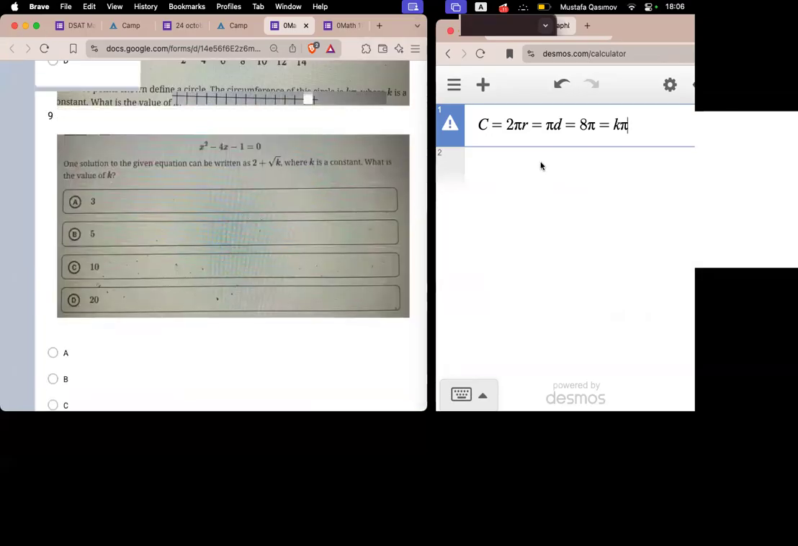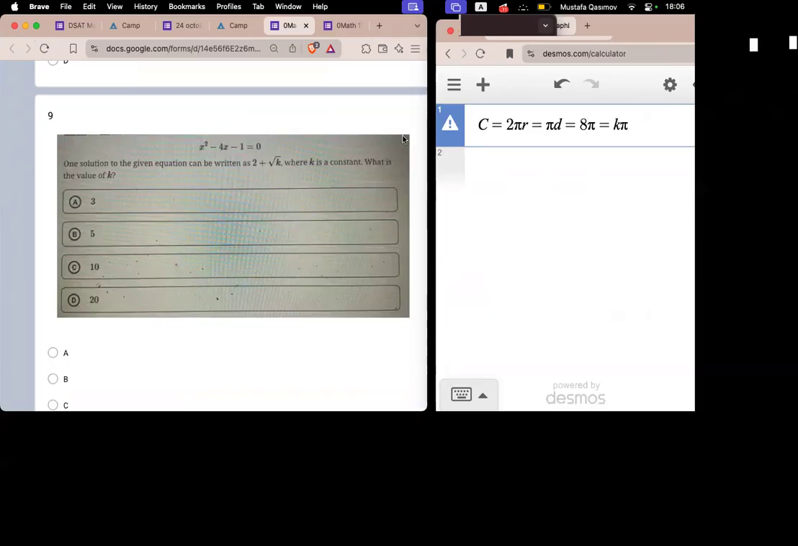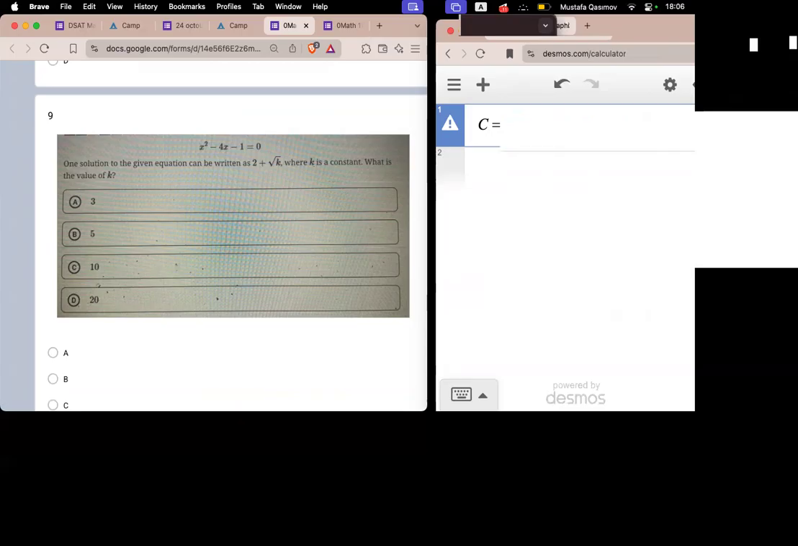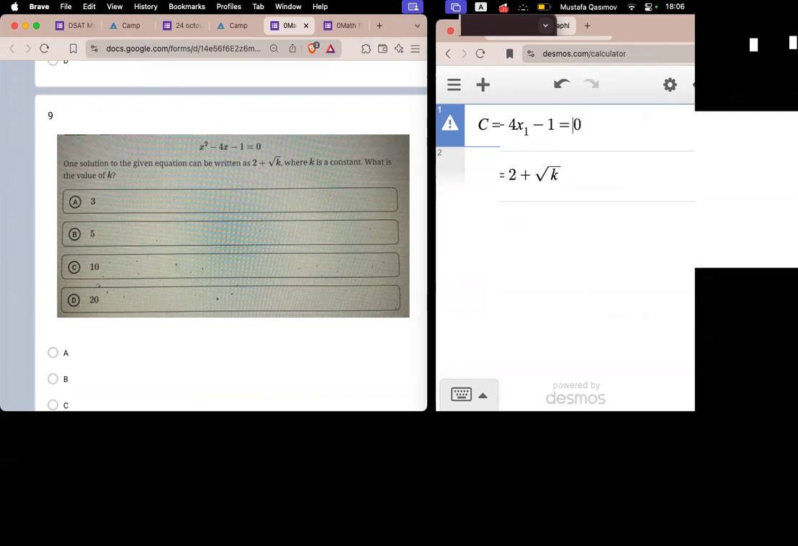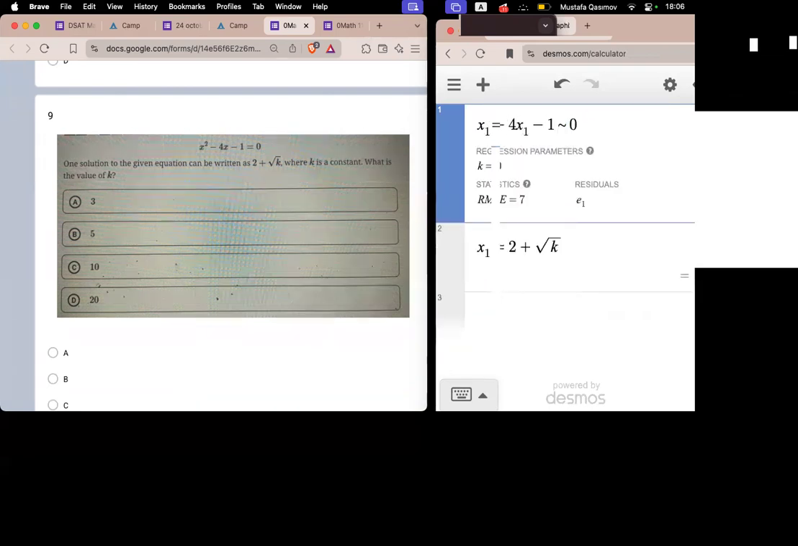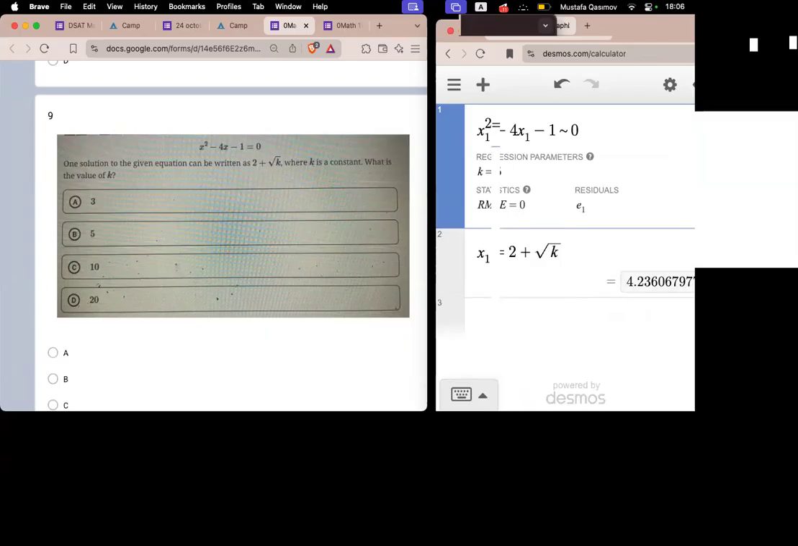This one. We have a lot of calculation methods for this type of question. We can write, for example, like that, x squared minus 4x minus 1 is equal to 0. Then we can write x1 is equal to 2 plus square root of k. Then we can write here that sign and you will get the value. No, I did not write a square. It is square root 5. Answer is 5.